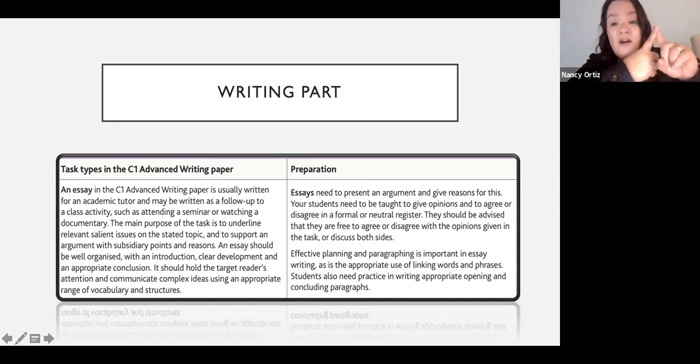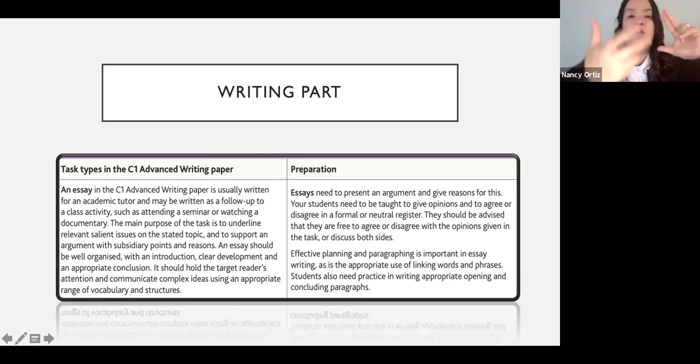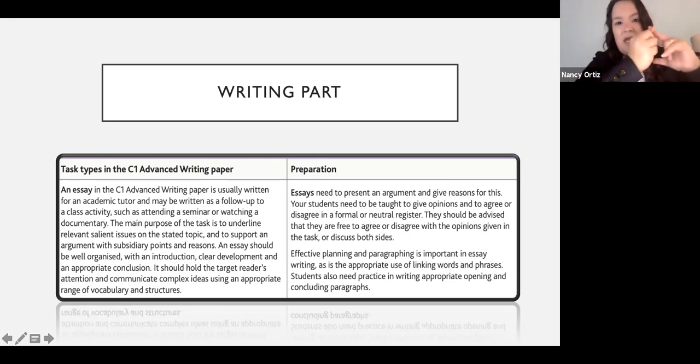You should either agree or disagree. If you're in the middle, it doesn't work. Agree or disagree with the opinions, discuss both sides, but show that you either agree or disagree, even though you're discussing both sides.